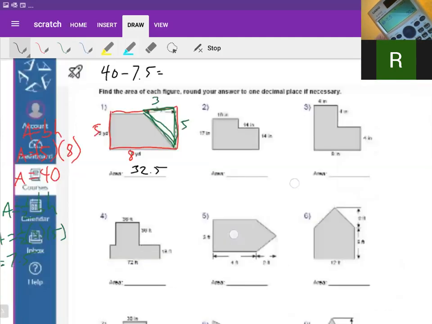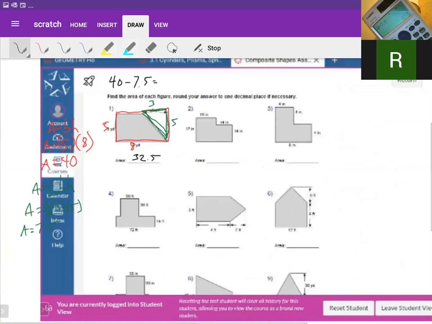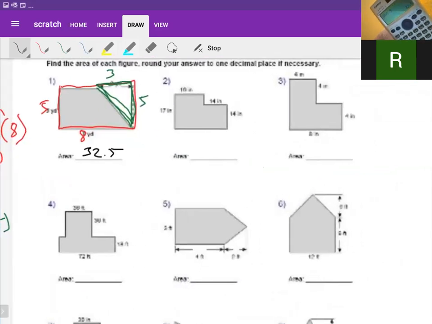So whenever you do these, you just split them up into the shapes that you have. So like, let's hit number 5 here. Unless you guys want to go over a different one. Any takers? Sweet.